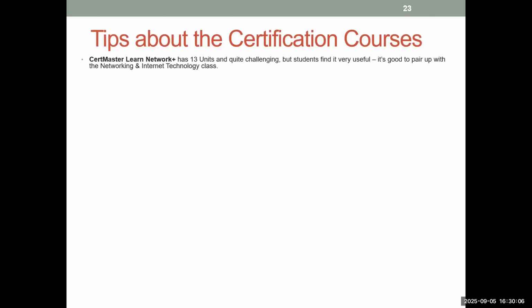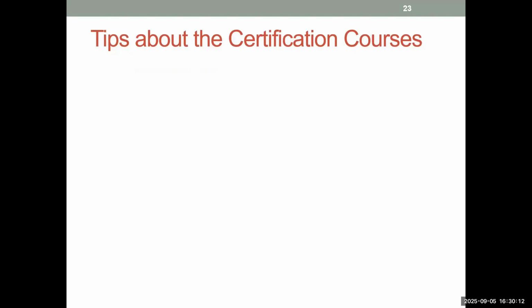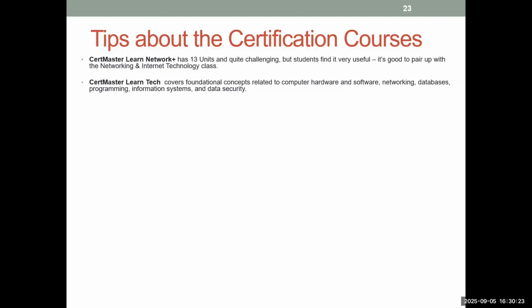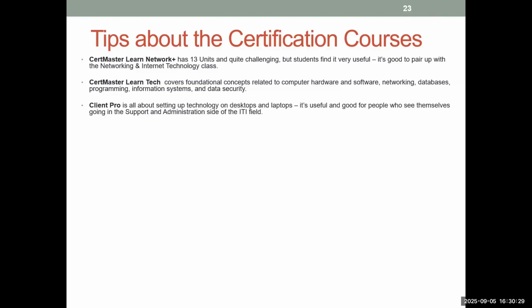Here are some tips. Networking has 13 units. It's quite challenging, but students do find it very useful, and it's good to pair up with your network and internet technology class. This is a great class to pair up with some of your coursework. CertMaster Learn Tech is the one that covers the foundational concepts. Client Pro is actually not a very popular one. I usually have maybe one a year that takes this class, but it's decent if you want to understand how the client side works, what is on people's desktops, and be able to support that sort of thing.